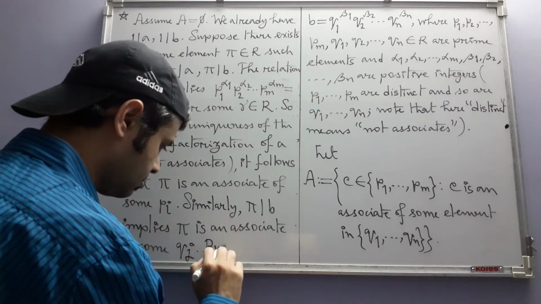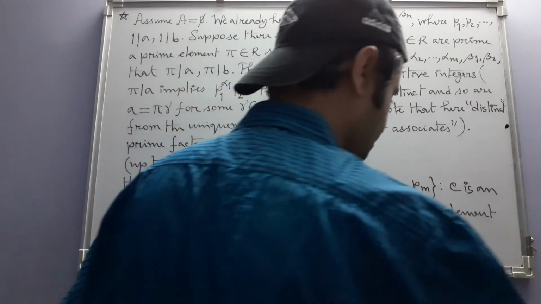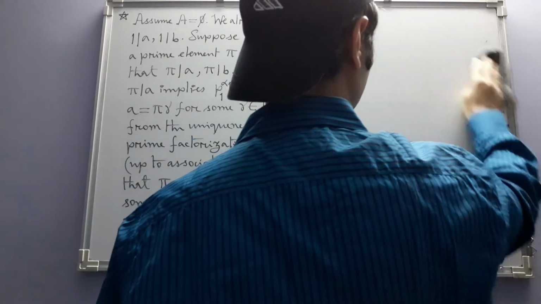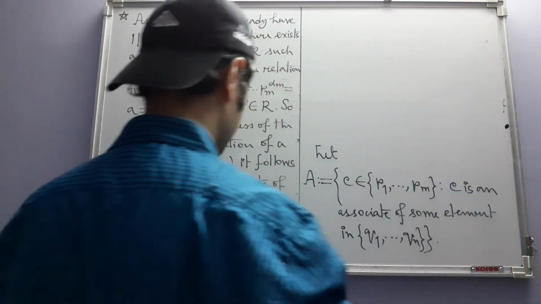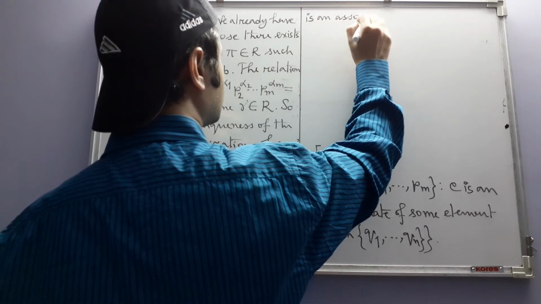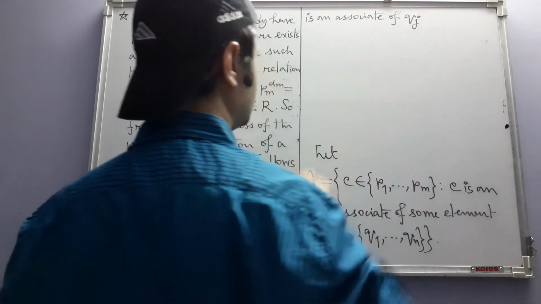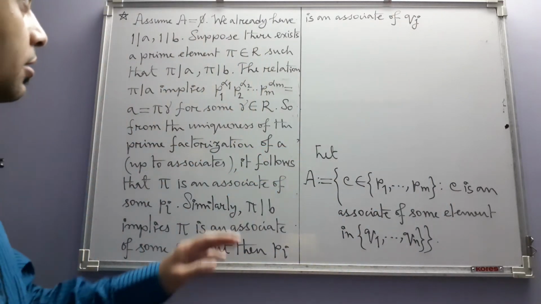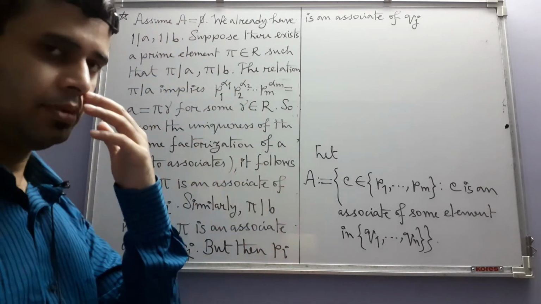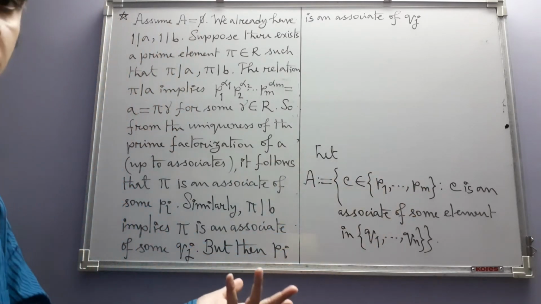But then p_i is an associate of q_j, and this contradicts the assumption that A is empty. A being empty means there is no p_i that is an associate of q_j according to our definition of A.